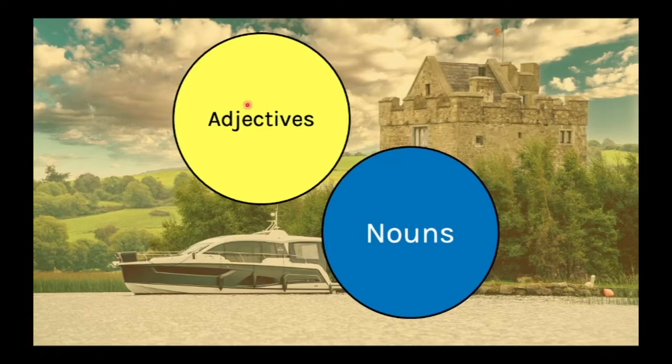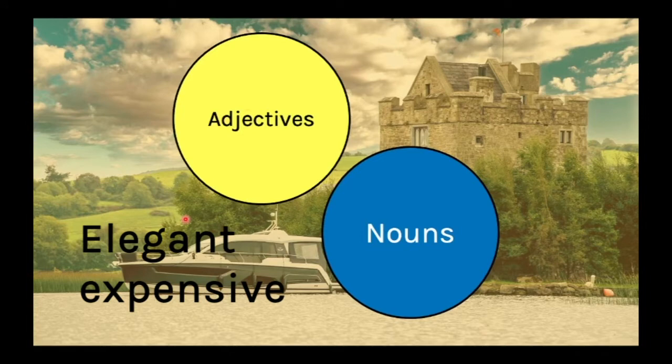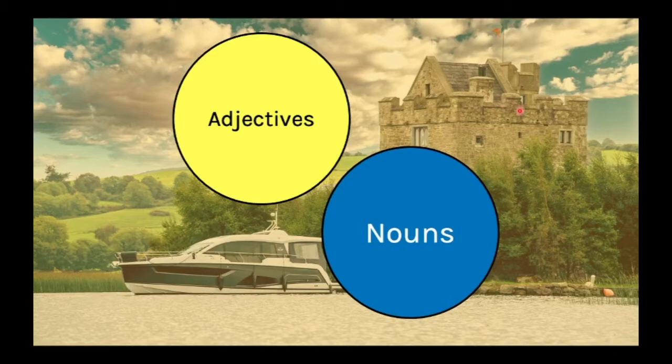And the adjectives are the words we use to describe or qualify those nouns. I can say that this is an elegant or expensive boat. Elegant and expensive are adjectives. This is a big house or an old house. Big and old are adjectives. These are green trees. Green is an adjective and tree is a noun. Remember that nouns are the words we use to name or to identify objects, people, animals, and the adjectives are the words we use to describe them, to say how they are like.